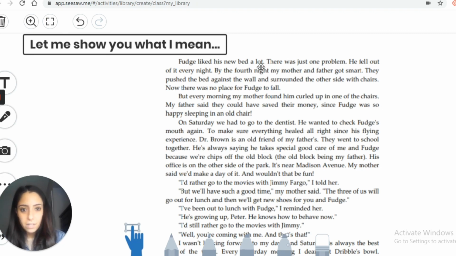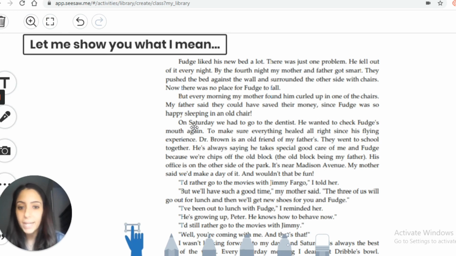Fudge liked his new bed a lot. There was just one problem. He fell out of it every night. By the fourth night, my mother and father got smart. They pushed the bed against the wall and surrounded the other side with chairs. Now there was no place for Fudge to fall. But every morning, my mother found him curled up in one of the chairs. My father said they could have saved their money, since Fudge was so happy sleeping in an old chair.